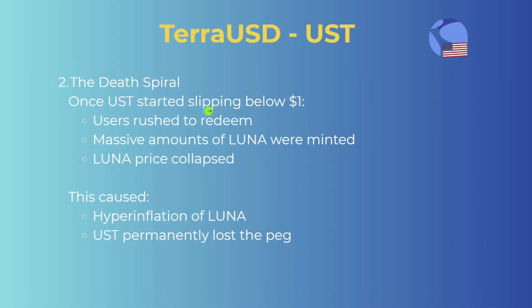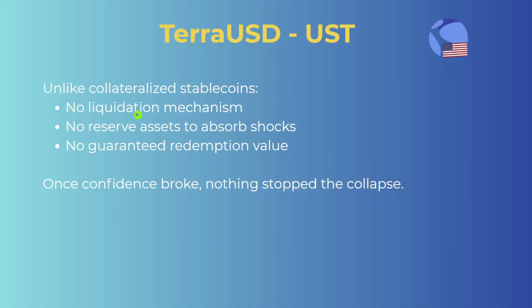Once UST started slipping below $1, users rushed to redeem. Massive amounts of Luna were minted. Luna price collapsed. This caused hyperinflation of Luna. UST permanently lost the peg. So, unlike collateralized stablecoins, in this case there is no liquidation mechanism, no reserve assets to absorb shocks, no guaranteed redemption value. So once confidence broke, nothing stopped the collapse.